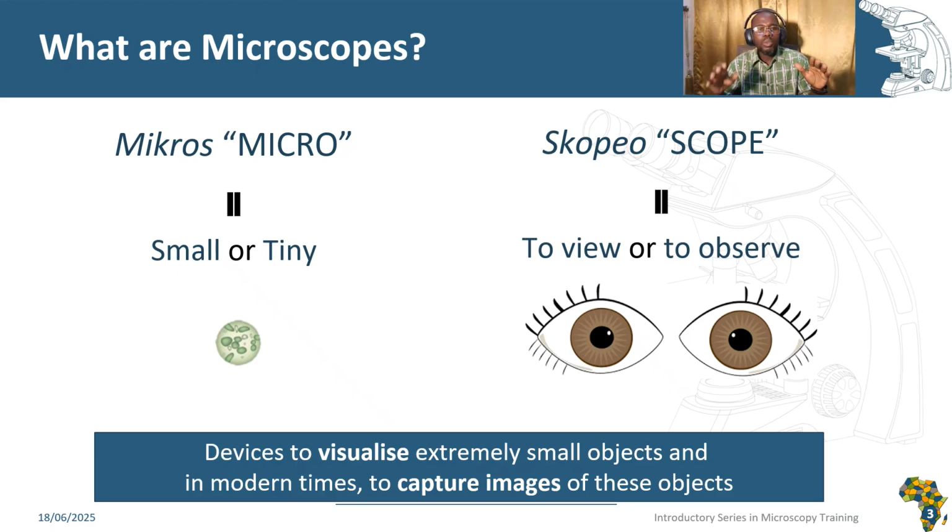When you combine the two words, it gives us the term microscope, which is a physical instrument that is used to enlarge the size of an object, making small specimens visible.